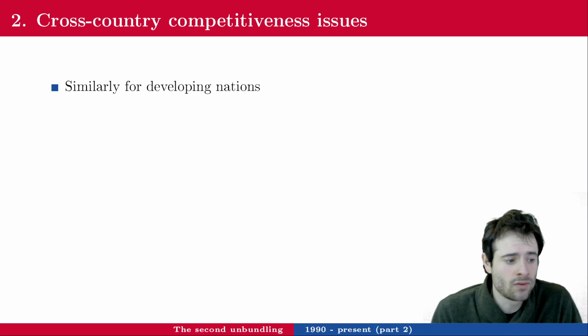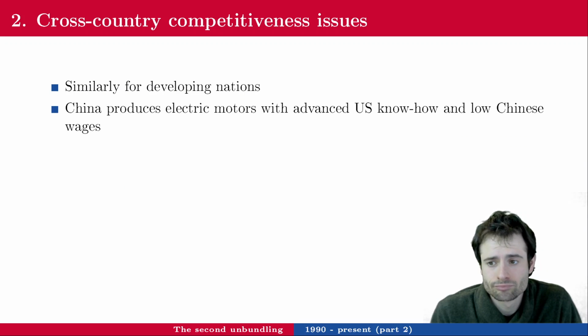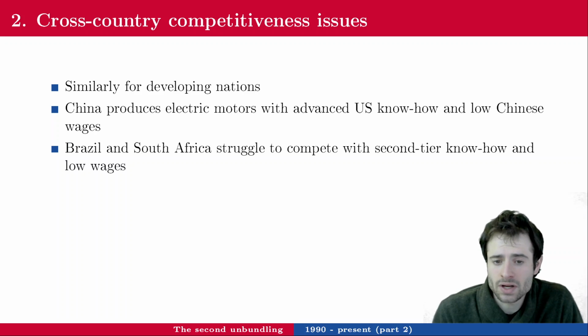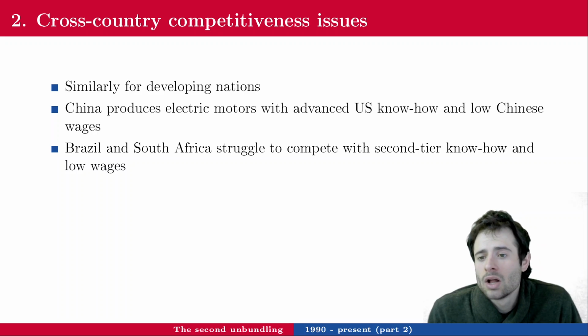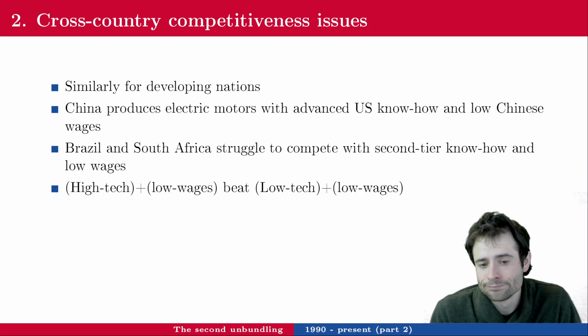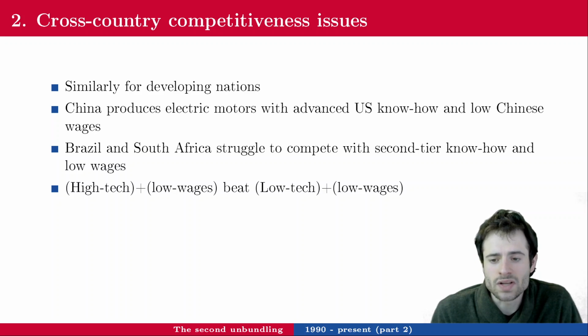It is similar for developing nations. China produces electric motors with the US know-how and the low Chinese wages. Brazil and South Africa have a hard time to compete with the same know-how, but the low wages from China. So, of course, high tech and low wages is going to beat low tech and low wages.